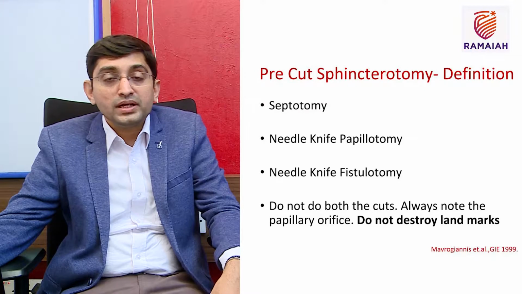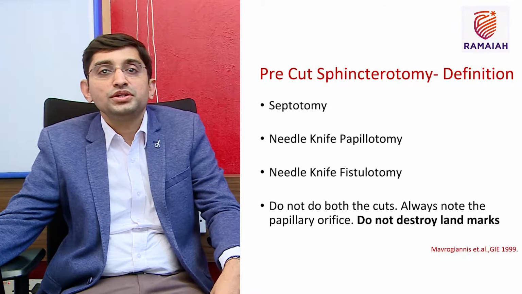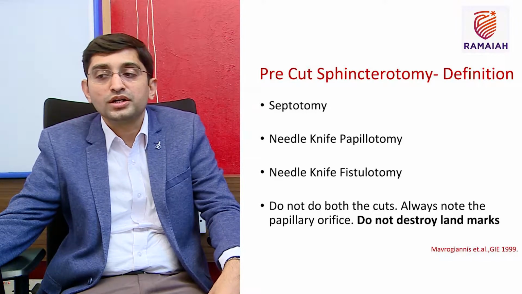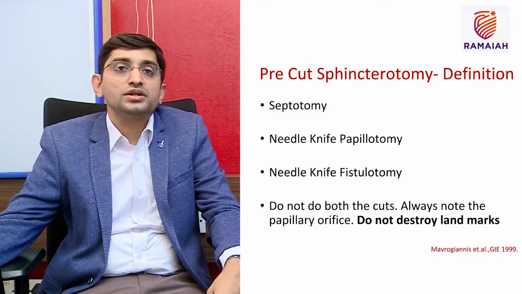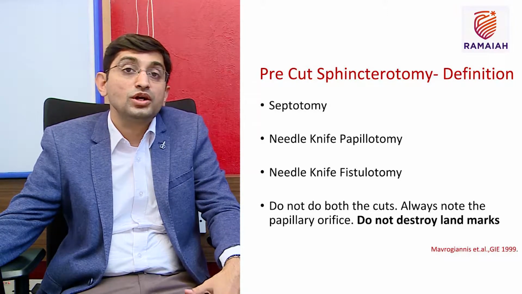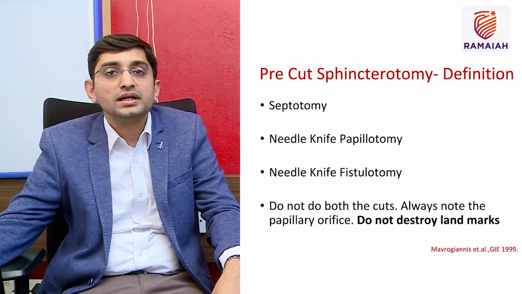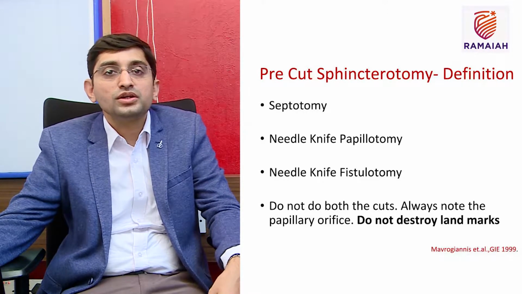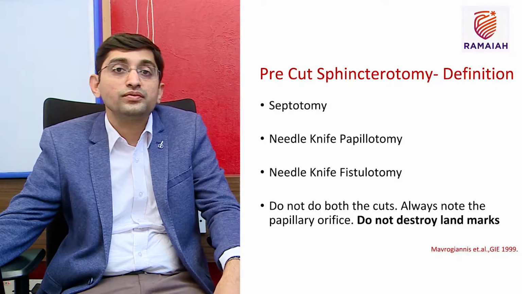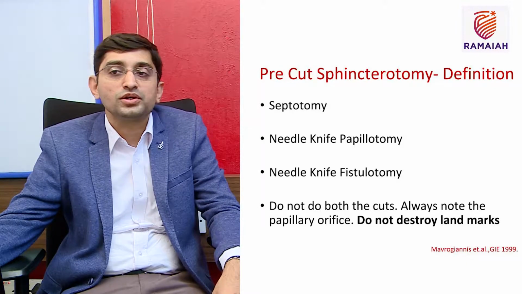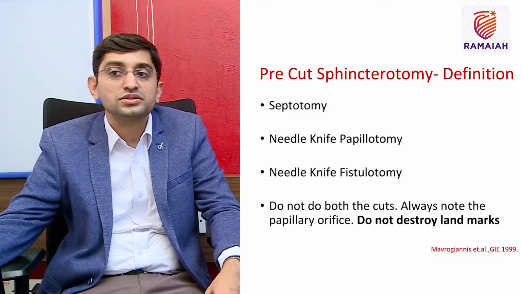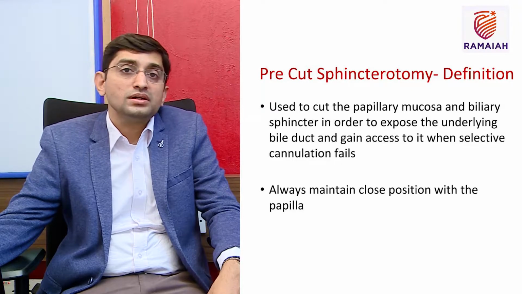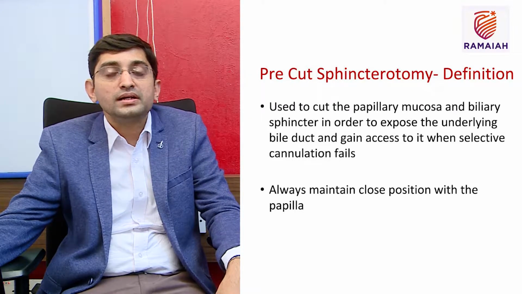When you use pre-cut sphincterotomy, there are three definitions you need to look at: what is septotomy, what is needle knife papillotomy, and what is needle knife fistulotomy. The most important thing to remember whenever you are using a needle knife is we should not be destroying the landmarks. If you are starting your sphincterotomy from the ampulla upwards, we are going to cut upwards only. We are not going to cut in both directions, otherwise we don't know where we started, what the starting point of the sphincterotomy was. So we are not supposed to destroy the landmarks. Pre-cut sphincterotomy is always only to cut the papillary mucosa, and we need to expose the underlying bile duct.